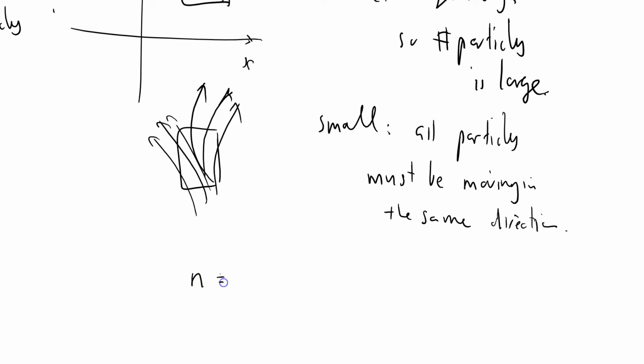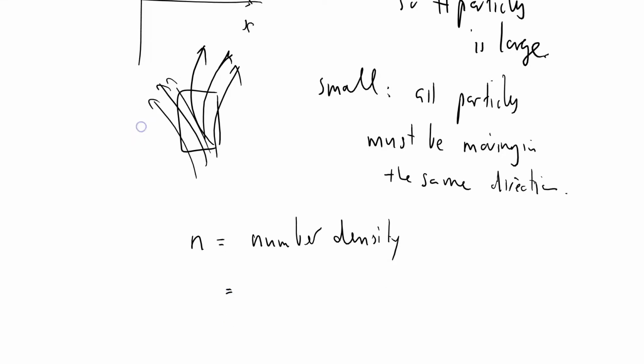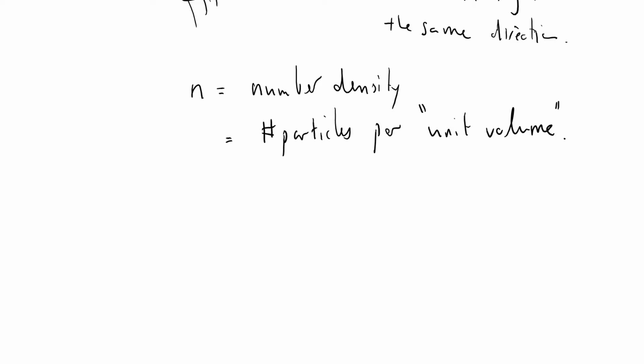Now I'm going to define n, which equals the number density. Well, it's a little bit less straightforward. It equals the number of particles per unit volume. And I'm going to put that in scare quotes because I'm not being sufficiently precise here. If I set up a coordinate system here, there's me, and I've got an X and a T coordinate, and I define a little volume here, V.